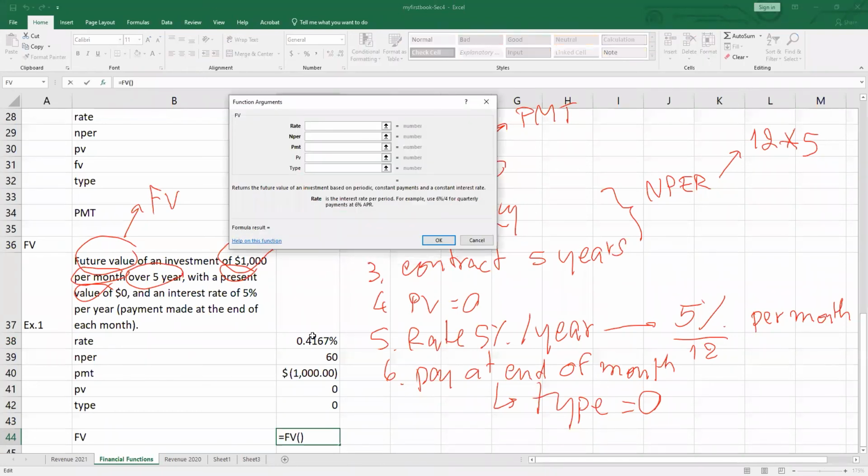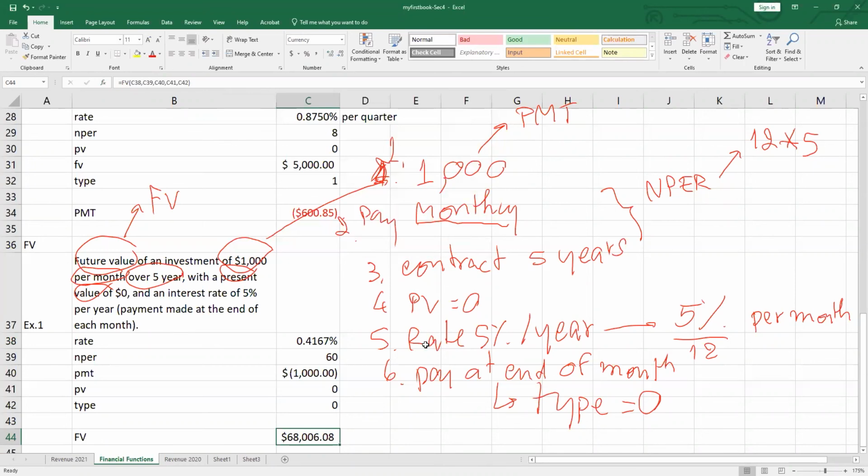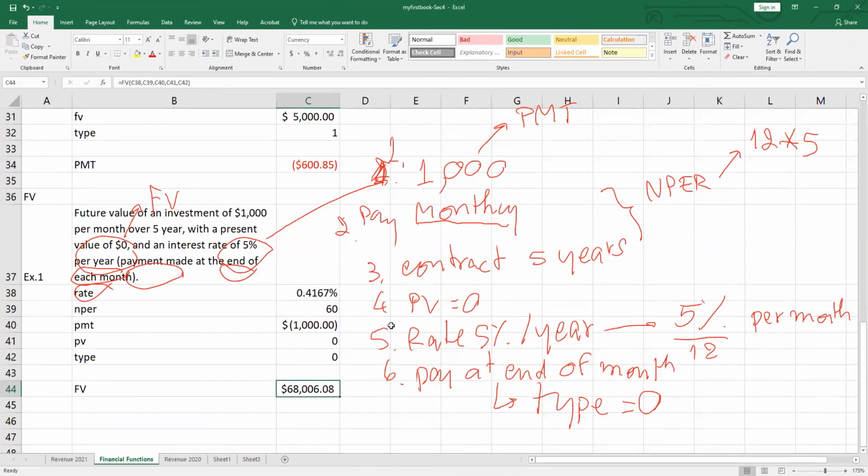and then I start entering all of the arguments. You can see that in here the intermediate result is showing $68,006 and 8 cents. Okay, so this one is our future value, this is the future value that we would get. Okay, so before I move on to the next example and let you do it, do you have any questions about the values in each argument?